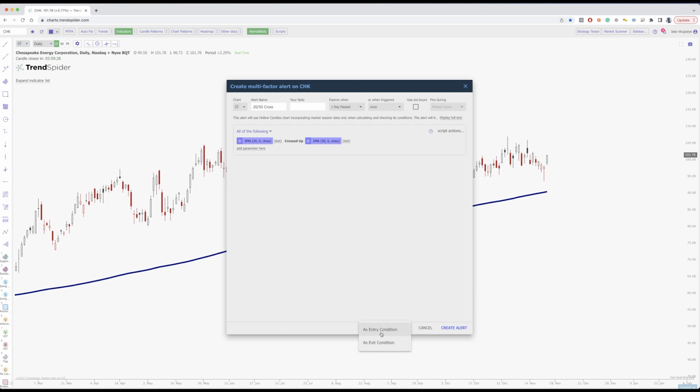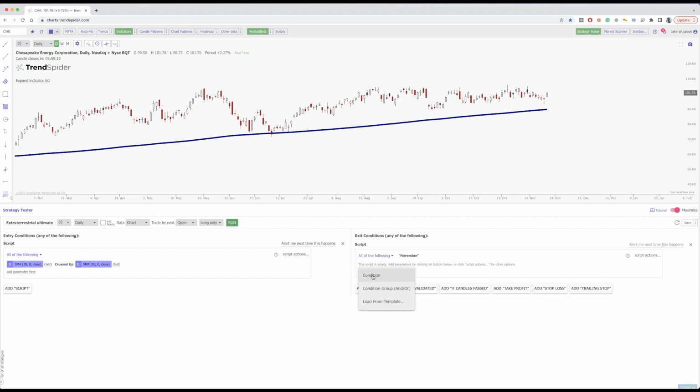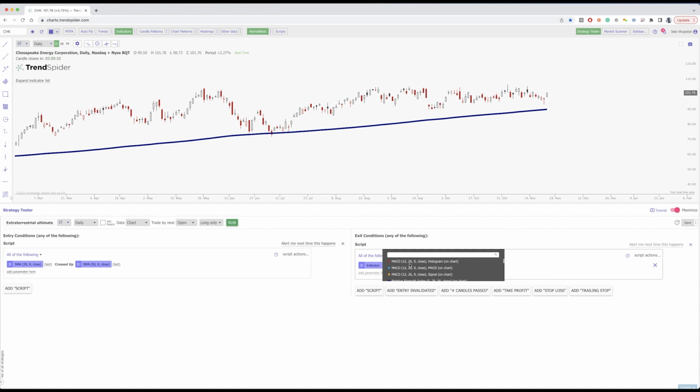You can test this strategy as an entry or an exit condition, and just click entry condition here. So your entry condition is essentially the alert that we created, the 20 crossing up through the 50. You can choose your exit conditions. If you add a script, you can simply do the opposite. So your exit condition is when the 20 crosses down through the 50.